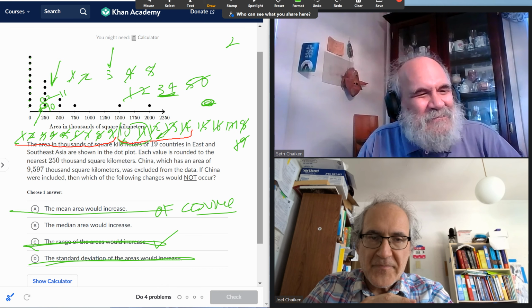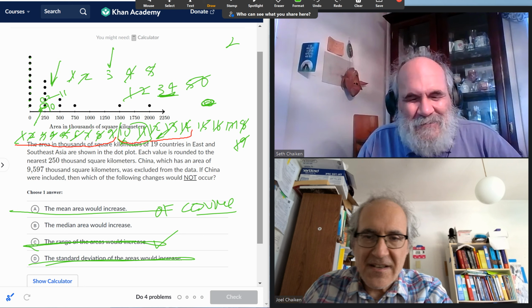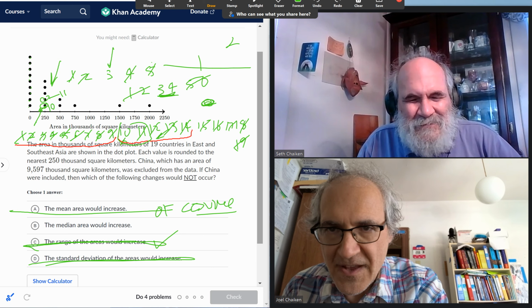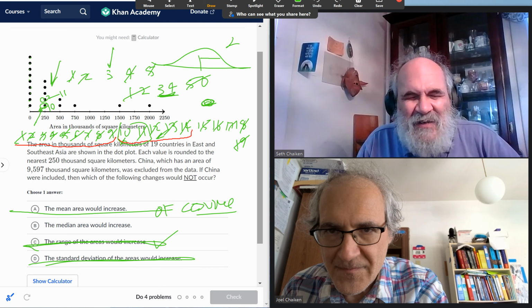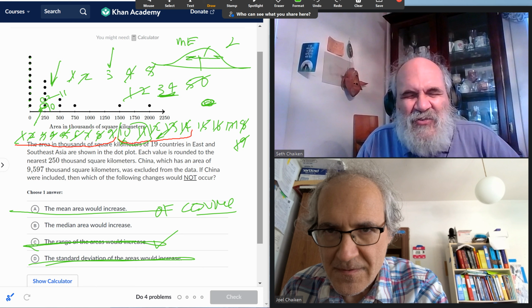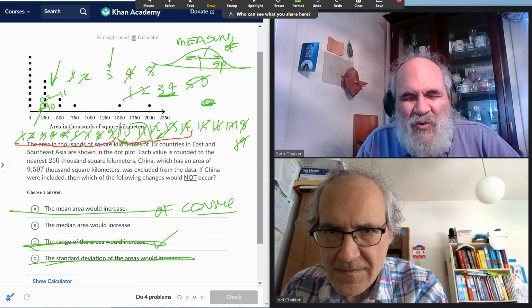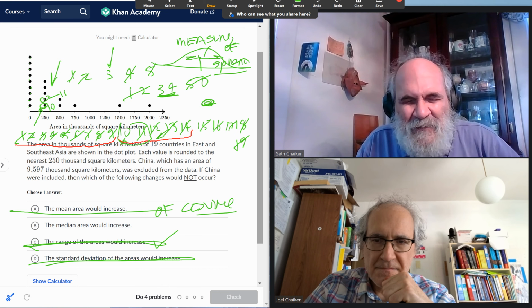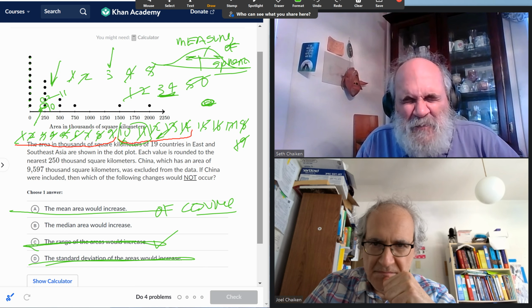The standard deviation is the idea of the spread of the data. No, it's the measure. It's not the square root of that. It's the square root of the sum of the squares of the difference between the mean and each value.